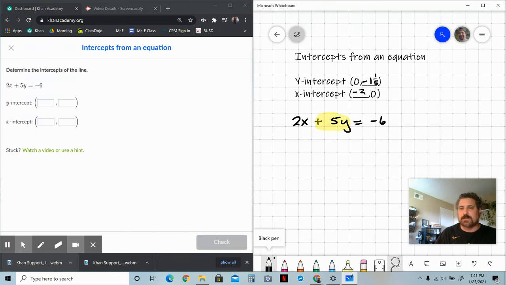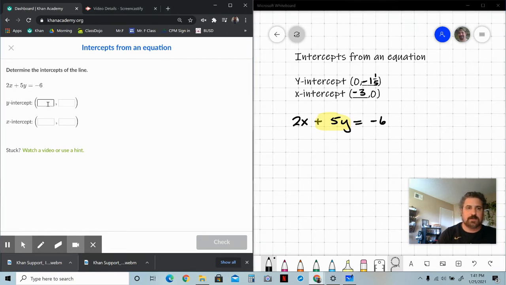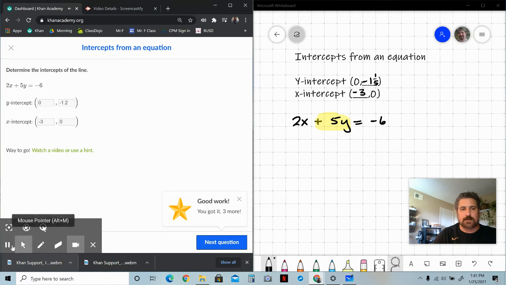So the x-intercept is going to be -3, while the y-intercept is going to be -1 1/5. So that's what you put. The y-intercept, the ordered pair, is 0 for x, and then for the y value, you're looking at -1 1/5, which is the same as -1.2. And then for the x-intercept, you're looking at a value of -3 for x and a value of 0 for y. So that's how you do that.